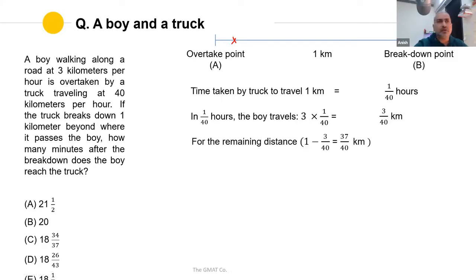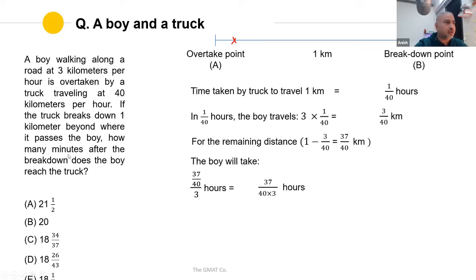How much distance is left now? Well, the boy needs to travel a total of 1 kilometer. Of that 1 kilometer, he's already traveled 3 by 40. So what's left is 37 by 40. That much distance now the boy needs to travel. We know his speed, 3 kilometers per hour. That will help us figure out how long he'll take. Right? So distance upon speed, 37 upon 40 upon 3 gives me the time. 37 upon 40 times 3, hours.